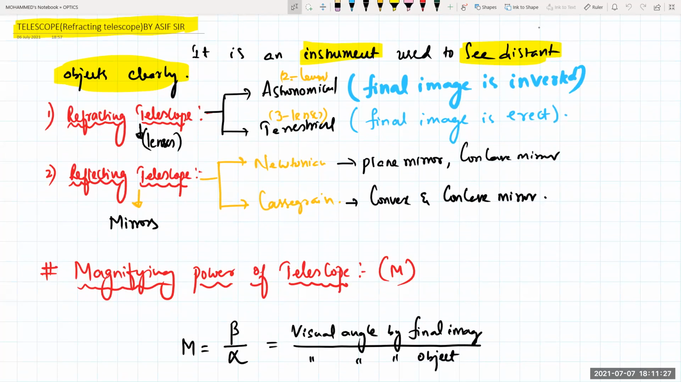In the refracting telescope, we take the help of lenses, and in the reflecting telescope, we take the help of mirrors. In our syllabus, refracting telescopes are again of two types, beta. One is astronomical, another one is terrestrial. In astronomical, the final image is always formed inverted, whereas the terrestrial telescope is used to see objects which are on the surface of Earth. So, yes, we are calling it terrestrial. For this one, the final image is always erect.